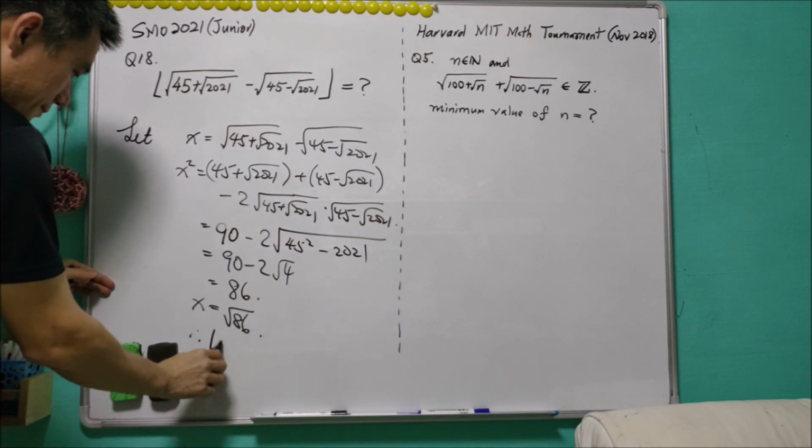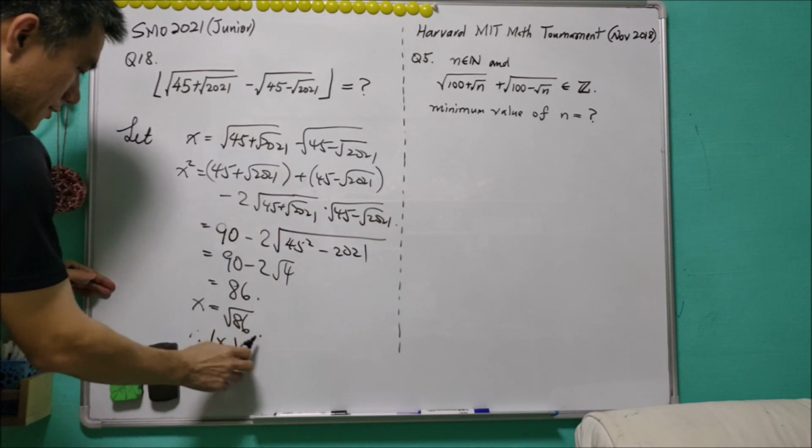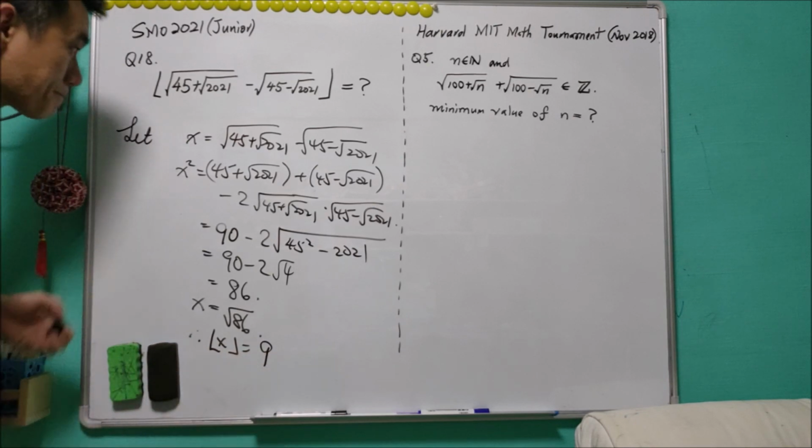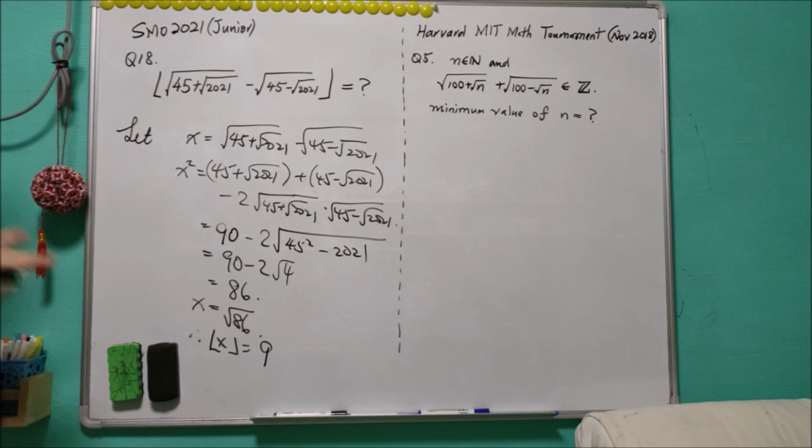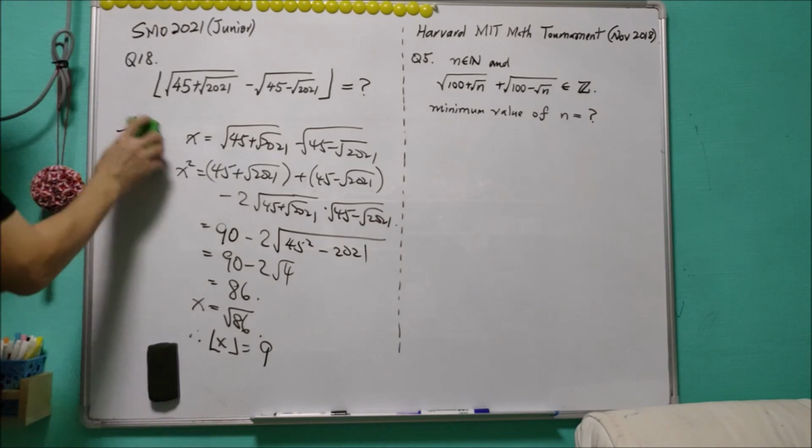And therefore, the answer for this will be equal to 9. So this is a standard method to get the answer. Now I'll provide another method that is slightly different.